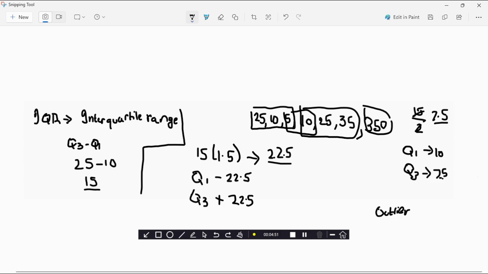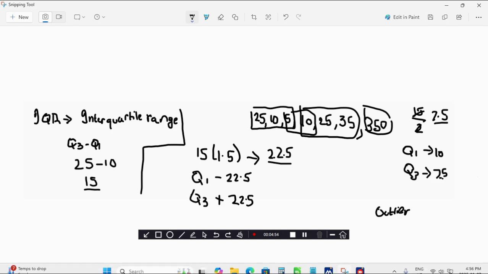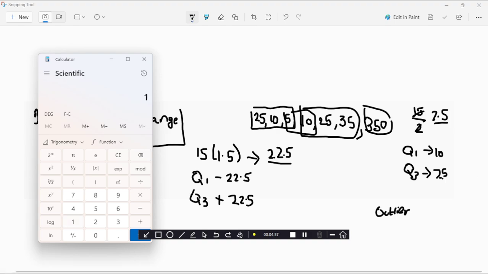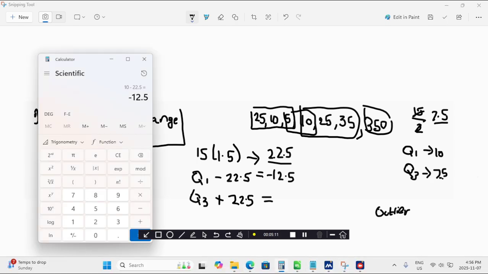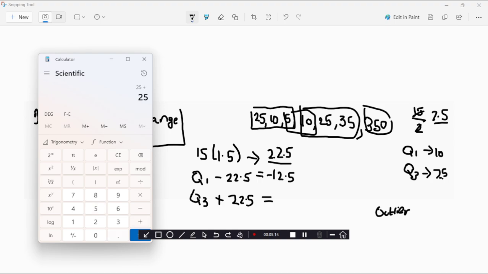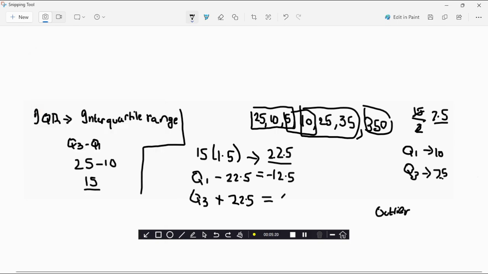So 22 and a half, you're going to subtract from your Q1, which is 10. So 10 minus 22 and a half comes around negative 12.5. And this is Q3 plus 22 and a half, so 25 plus 22 and a half is 47.5. So now we have negative 12 and a half, and 47.5.